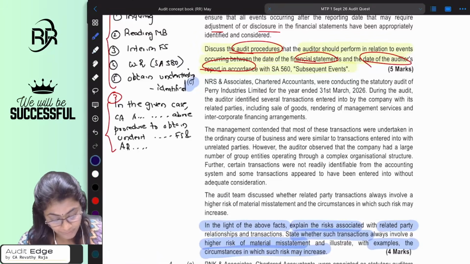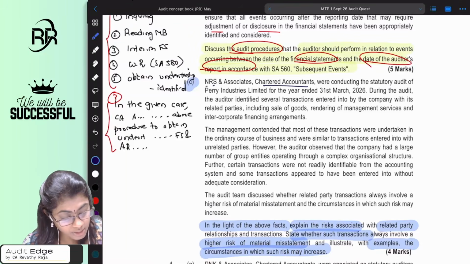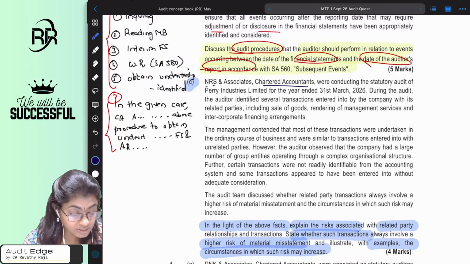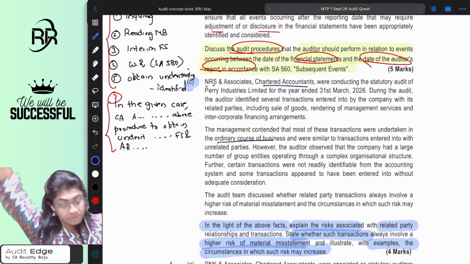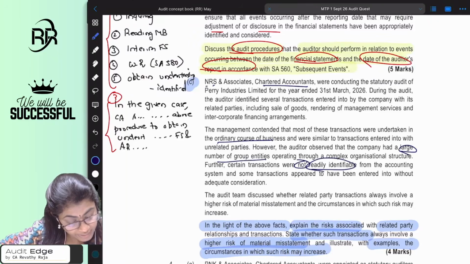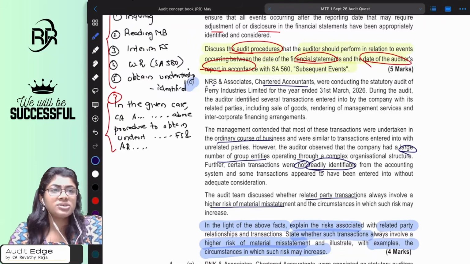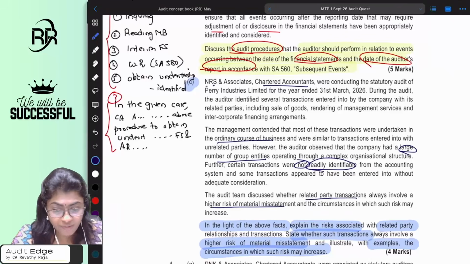Let's read the case study. NRS Associates, the chartered accountants, were conducting the audit of Perry Industries. During the audit they identified several transactions. The management contended most of the transactions were undertaken in the ordinary course. However, the auditor observed that there are a large number of group entities. Certain transactions were not readily identifiable. The team discussed whether related party transactions always involve high risk. So this question is basically with respect to SA 550.